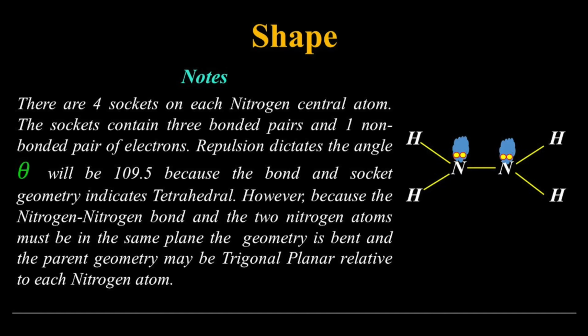So there are 4 sockets on each nitrogen central atom. The sockets contain 3 bonded pairs and 1 non-bonded pair of electrons. Repulsion dictates the angle will be 109.5 because the bond and socket geometry indicates tetrahedral. However, because the nitrogen-nitrogen bond and the 2 nitrogen atoms must be in the same plane, the geometry is bent and the parent geometry may be trigonal planar relative to each nitrogen atom.